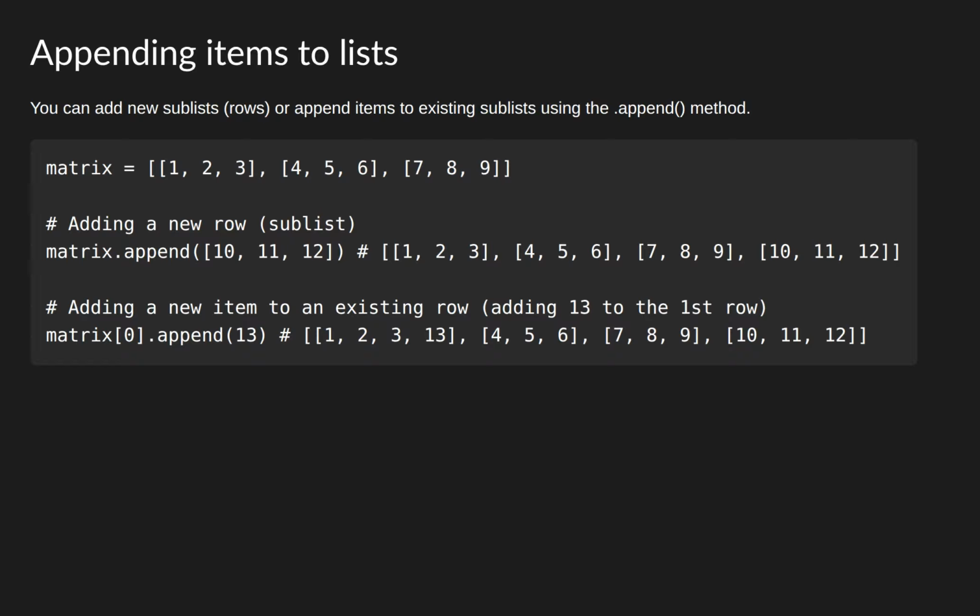Next, we append an item to an existing row. By selecting the first sublist and calling append, we add the number 13 to the end of that row. This technique allows you to modify individual rows without affecting the rest of the matrix.